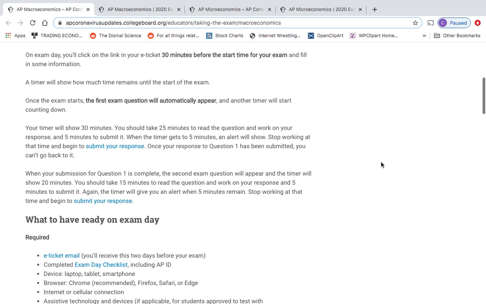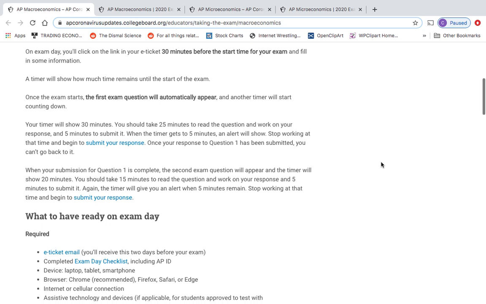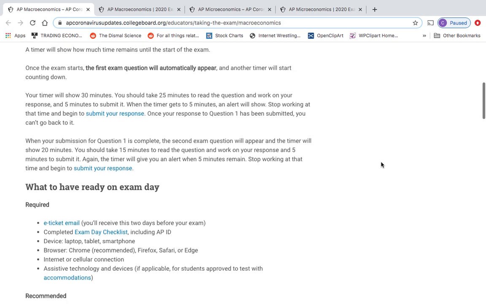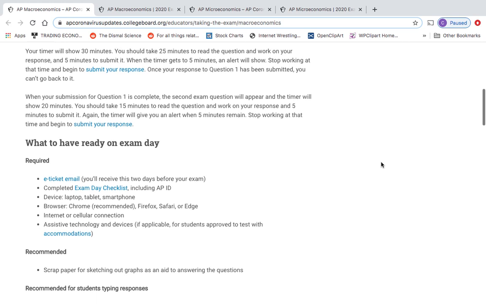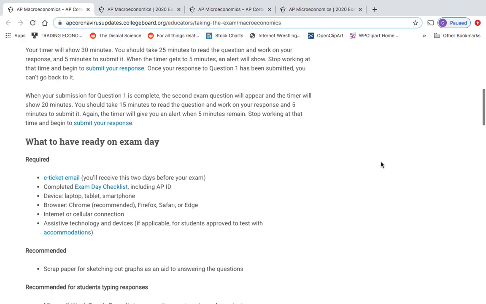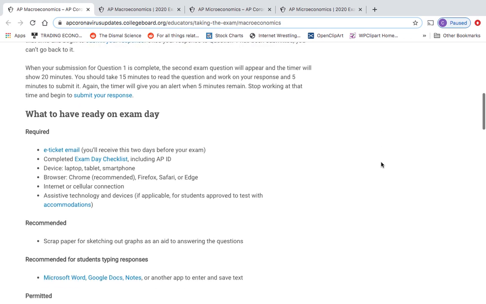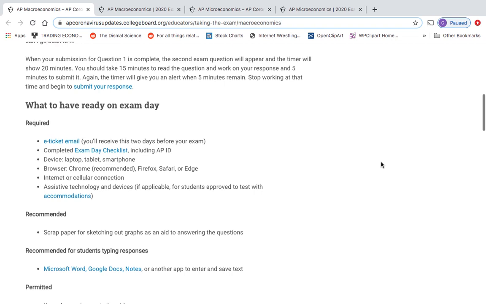So your timer is going to show 30 minutes. You take 25 minutes to read the question and work on your responses, and I guess that counts as your reading time. Then you'll have 5 minutes to submit your response. When the timer gets to 5 minutes, an alert is going to show. You stop working at that time and begin to submit your response. Once your response to question 1 has been submitted, you can't go back to it, so make sure you say everything that you want to say right away.